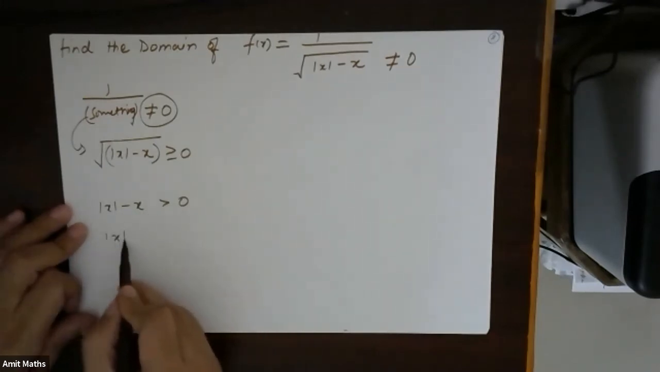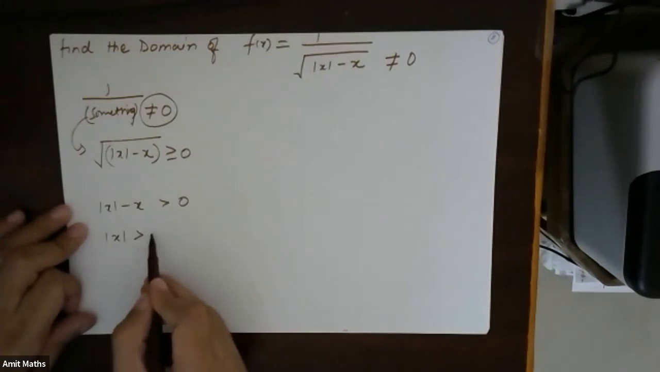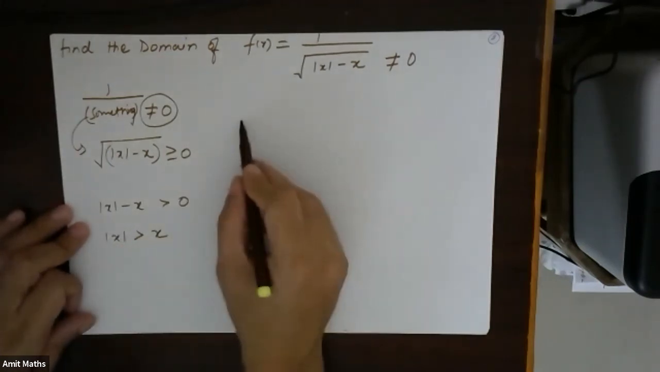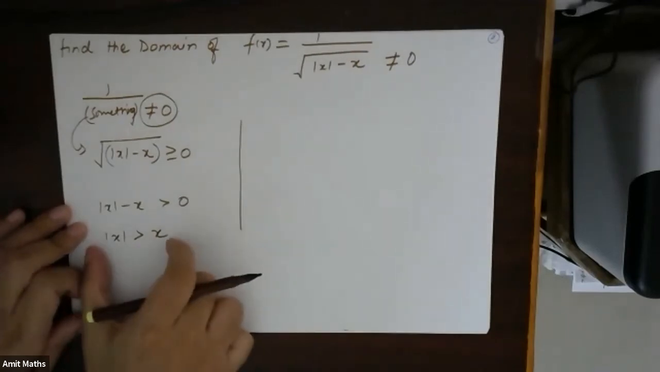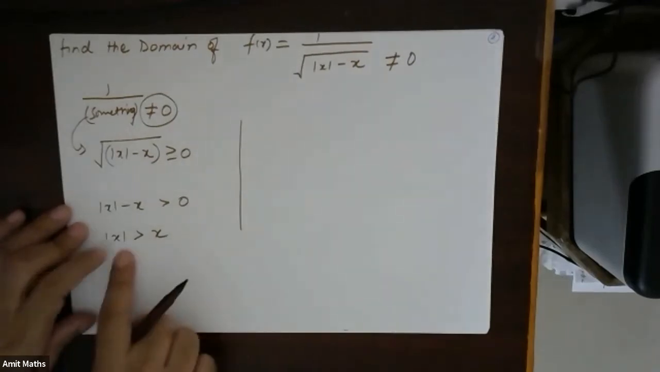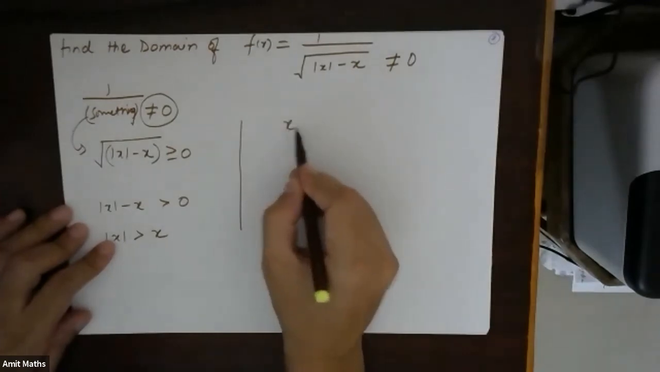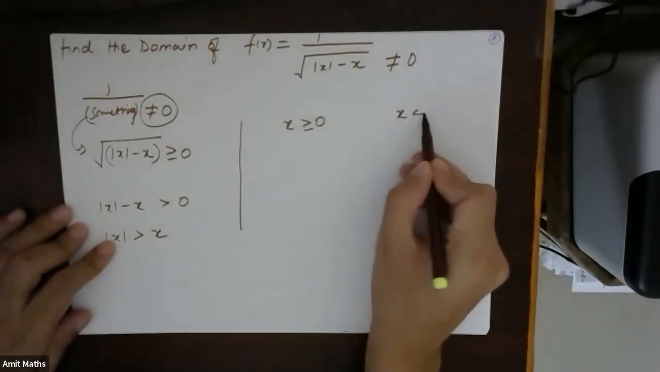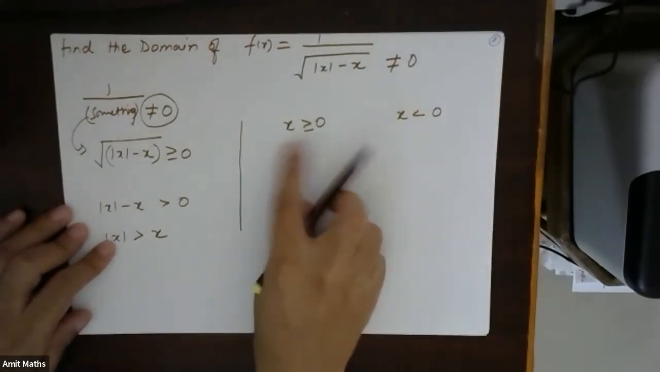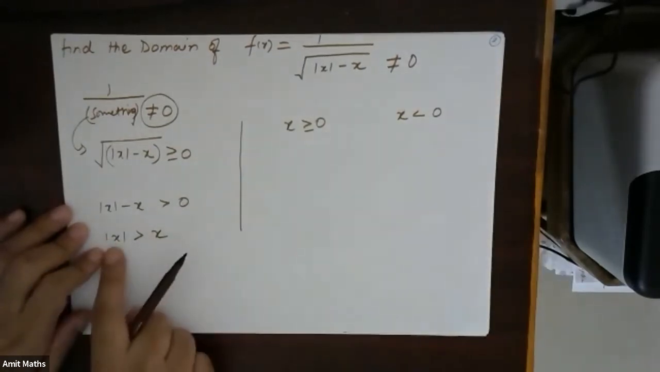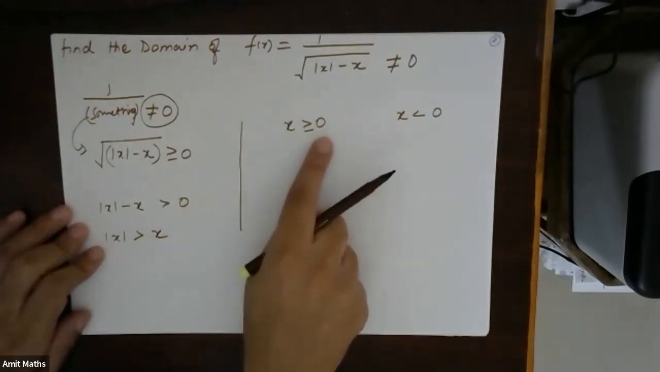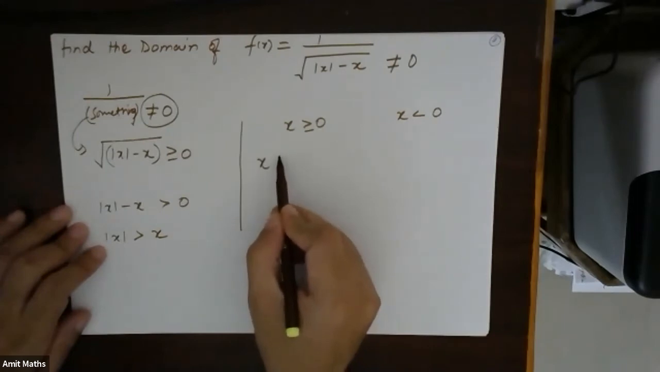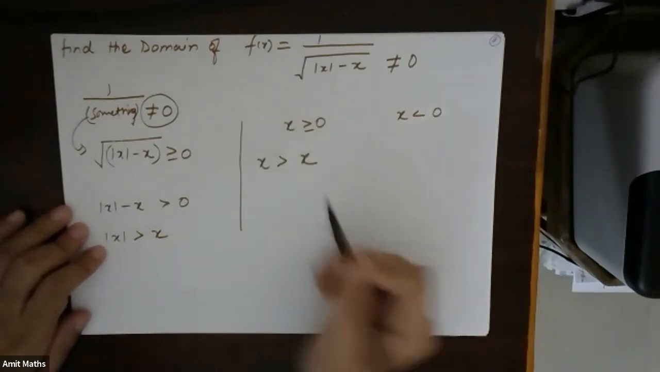Okay, so I will solve this for mod of x minus x greater than 0. So this will give you mod of x should be greater than x. Now this I cannot solve directly. I have to break down this x into two parts. First, when x is greater than or equal to 0, or x is less than 0. When x is greater than or equal to 0, this mod of x will open as it is, so this will become x greater than x.